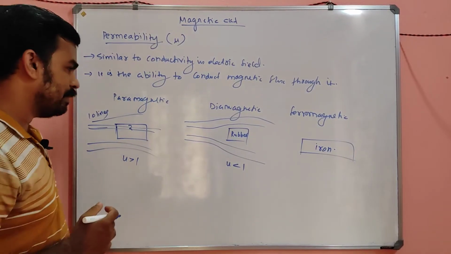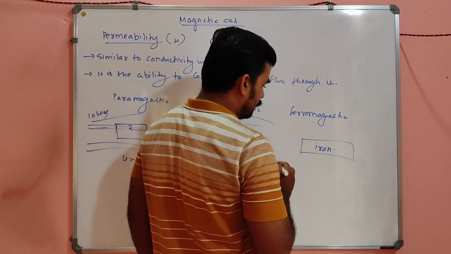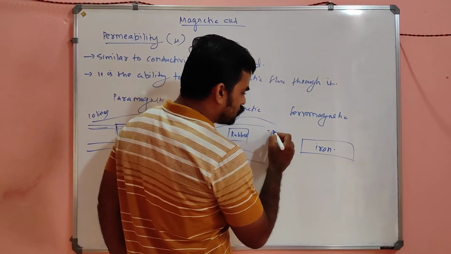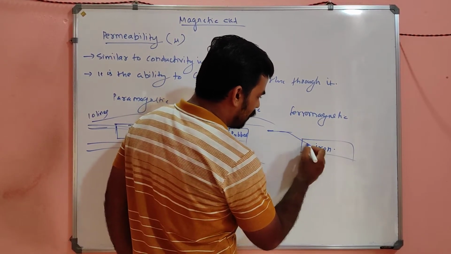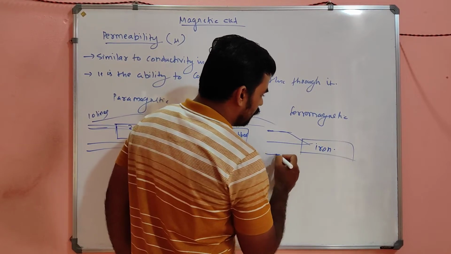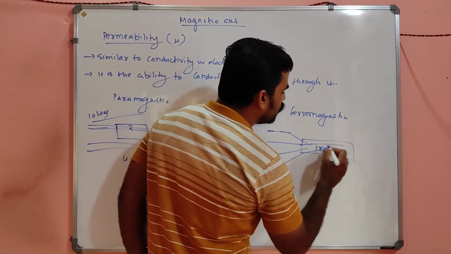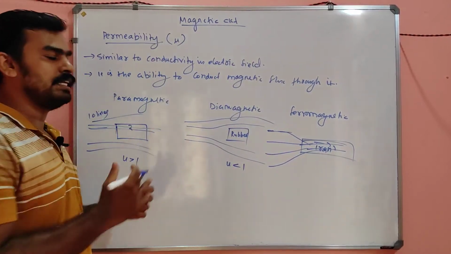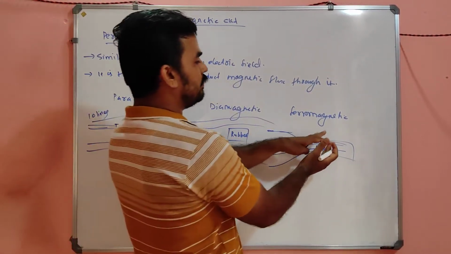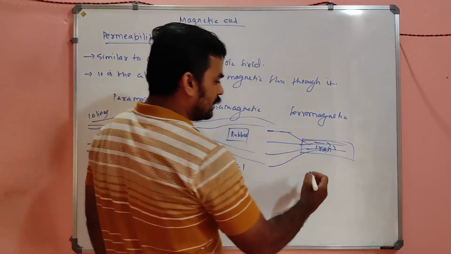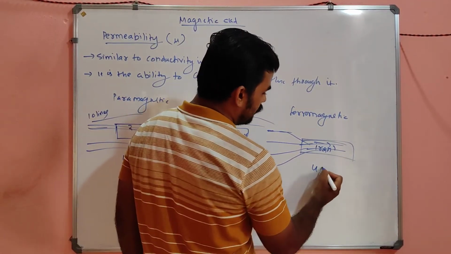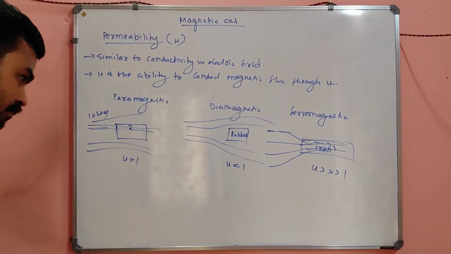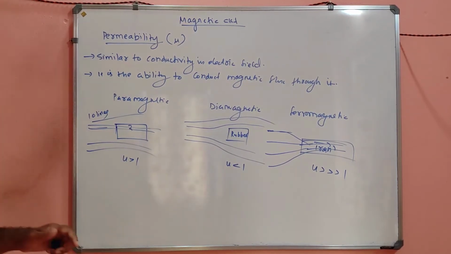Suppose iron is a ferromagnetic material. If you place iron here, suppose these are the magnetic lines of force flowing. Because it is ferromagnetic, the lines will come closer and closer and move inside the magnetic material, and the flux density inside is very high, so its permeability is very much greater than 1. Accordingly you can classify materials.